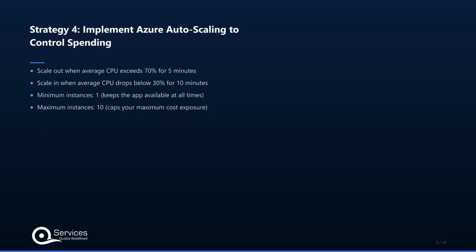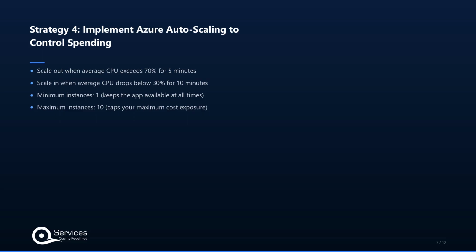Strategy 4. Implement Azure Autoscaling to control spending. Azure Autoscaling automatically adjusts the number of VM instances or containers running based on real-time demand. During quiet periods, it scales down and stops charging for unused compute. During traffic spikes, it scales up to maintain performance. For SMBs, this solves a persistent problem. You have to provision for peak load, but peak load only happens a fraction of the time. Without autoscaling, you pay for peak capacity around the clock.